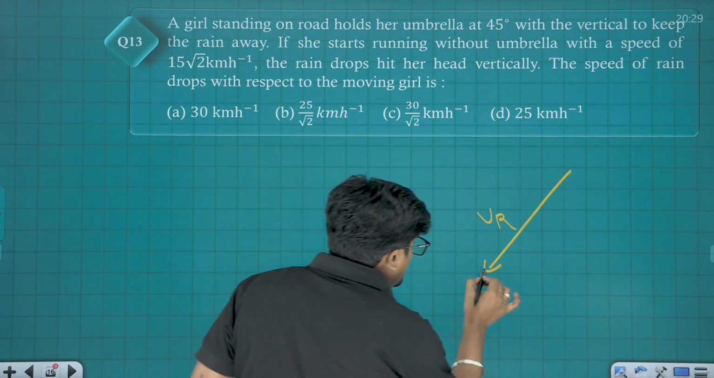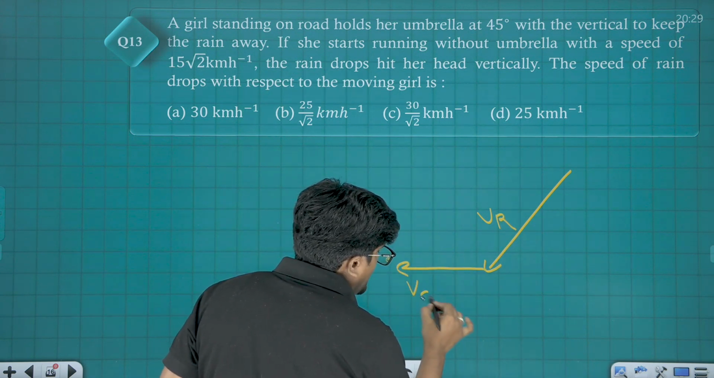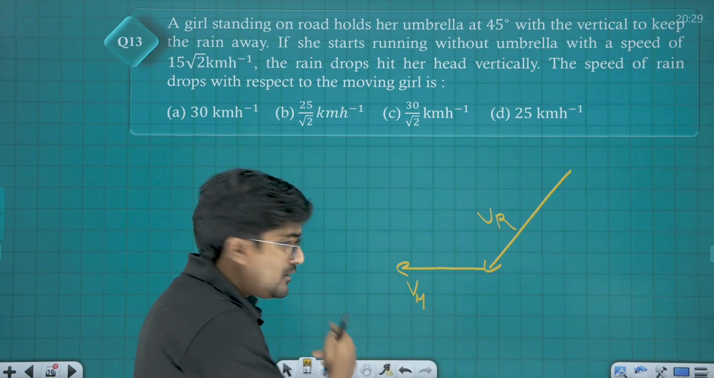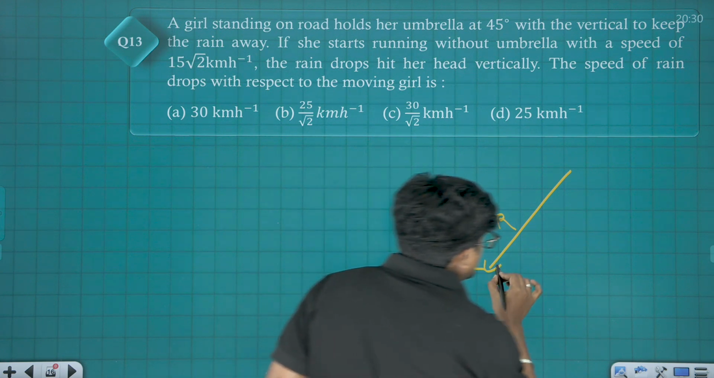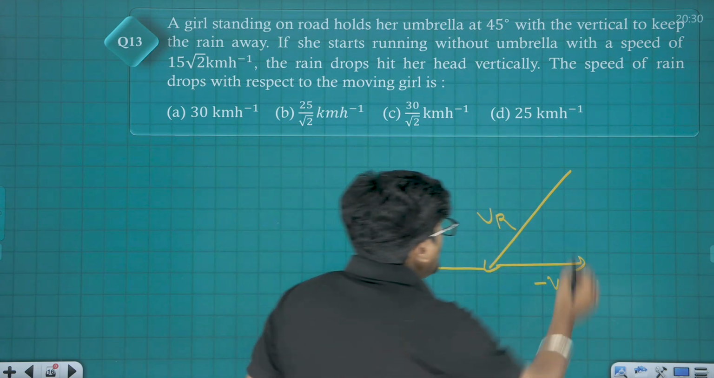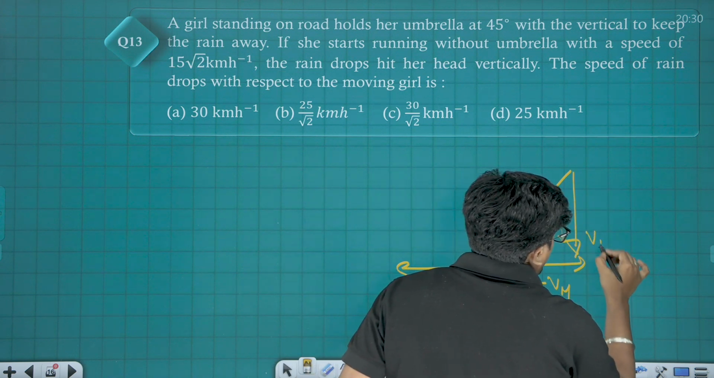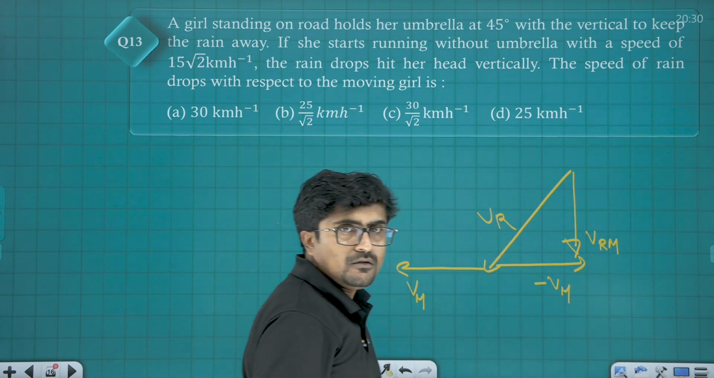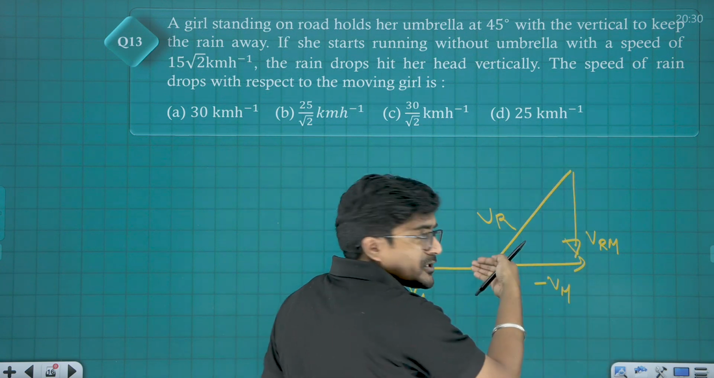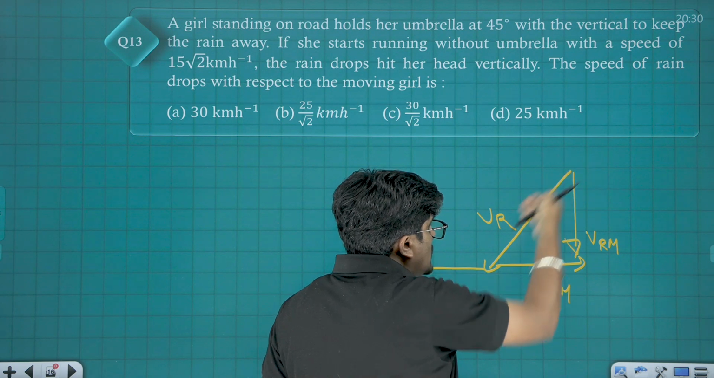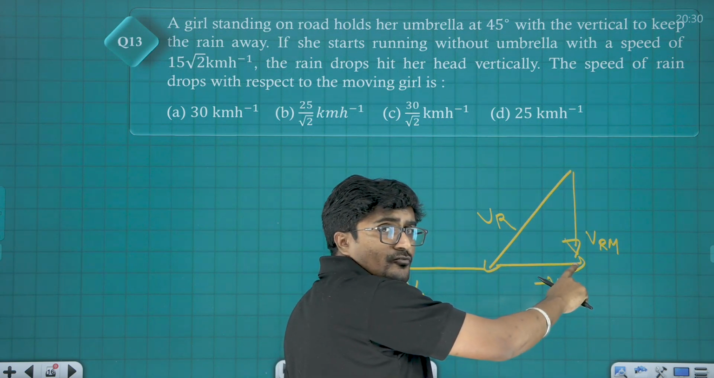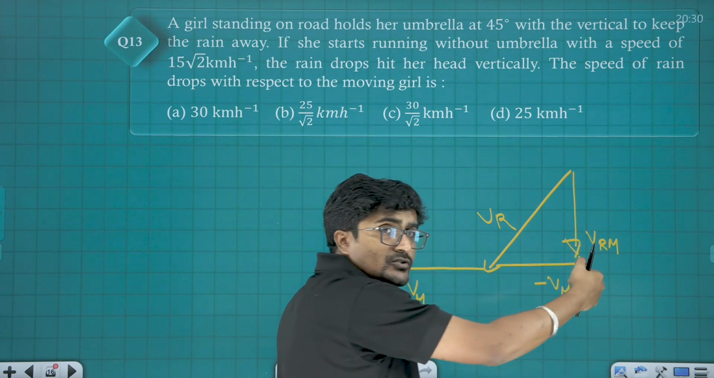Alright, so if this girl starts running in this direction, that means velocity of, let me take this as man, okay, not girl, velocity of man. So here this is going to be velocity of v, and here this is going to be minus of velocity of man. Now here this is going to be velocity of rain with respect to man. Here this was velocity of rain with respect to ground. I repeat, this was velocity of rain with respect to ground, and here this is velocity of man with respect to ground, and here this is minus of velocity of man with respect to ground. So finally this is going to be velocity of rain with respect to man.